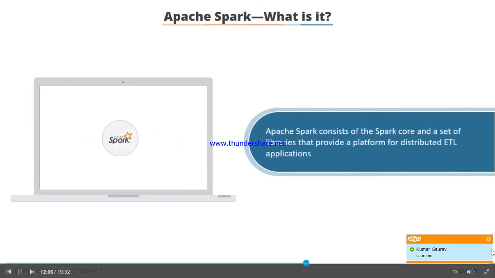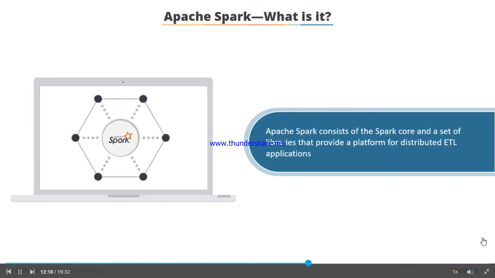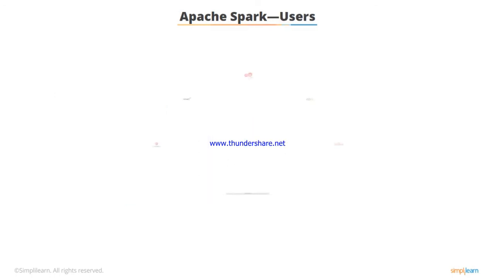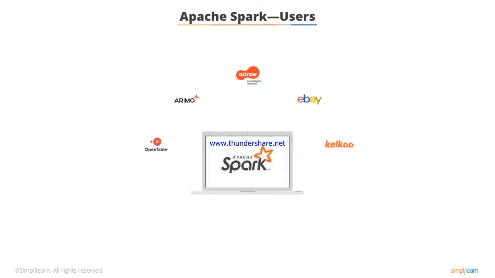Apache Spark consists of the Spark core and a set of libraries. The core is a distributed execution engine. Java, Scala, and Python APIs provide a platform for distributed ETL application development. Some of the organizations using Spark are ActNow.